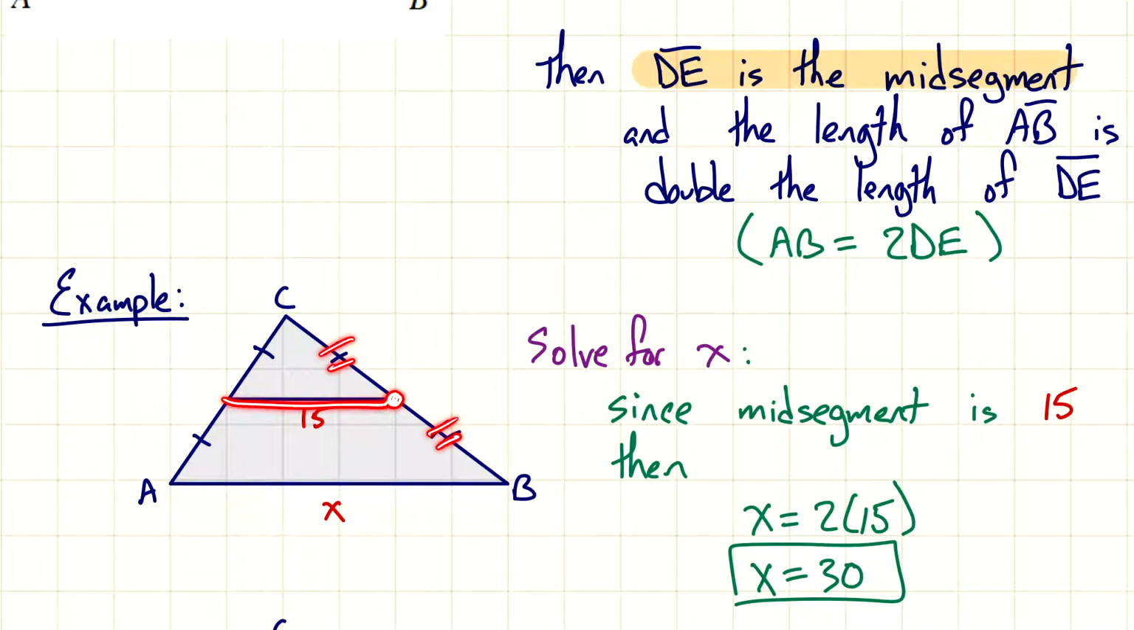So that has to be a midsegment. And if the midsegment is 15, then I could say x is equal to 30, right? Because 2 times 15 gives you 30, right?